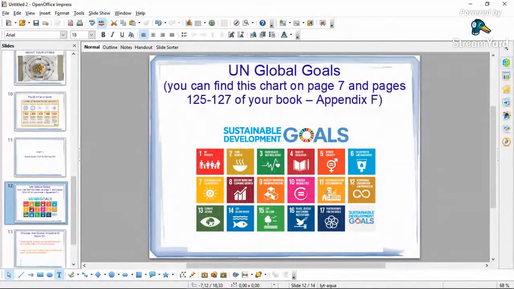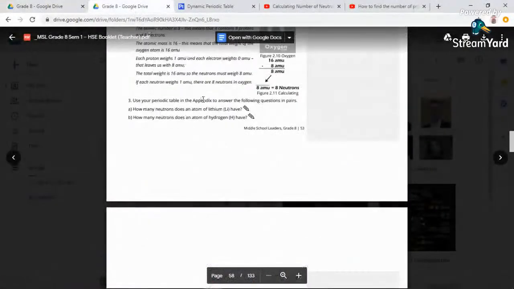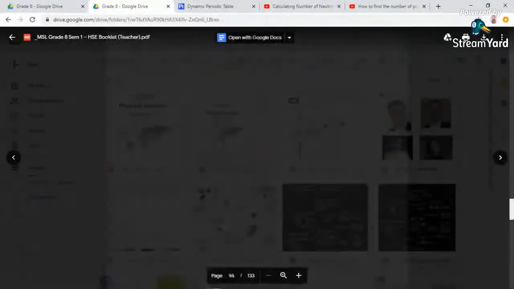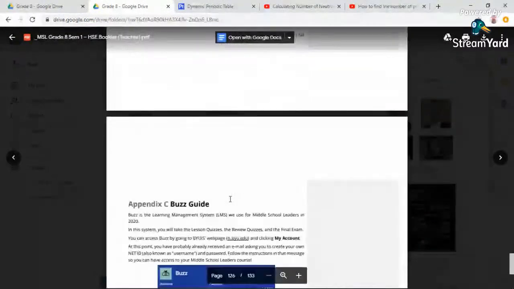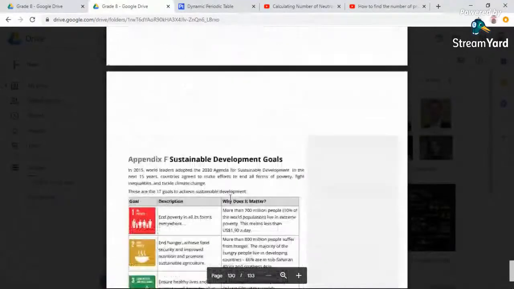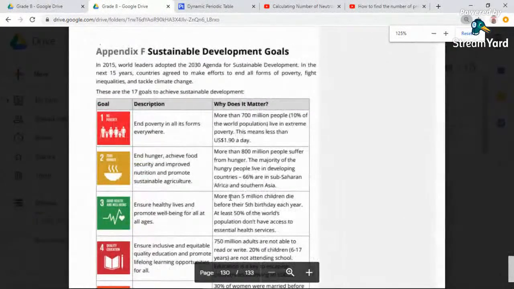So here is the graphic with the sustainable development goals. We saw this already in the first day of class, I believe, on page 7 of your book, but you also have another version of it on page 125 to page 127, which is Appendix F. And I suggest that you use it because it's really cool. Let me go to it. It's page 127, right? So we got to go down a little bit more, and there it is. And I'll make it a little big so you can see it. So this is in your book too, okay?